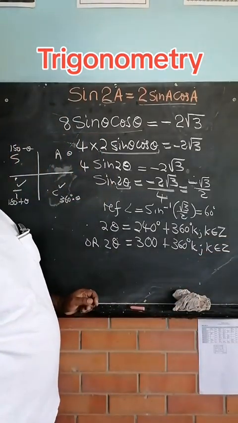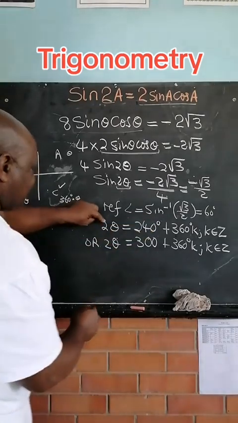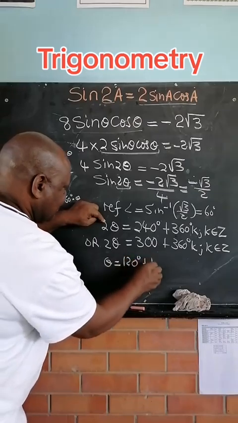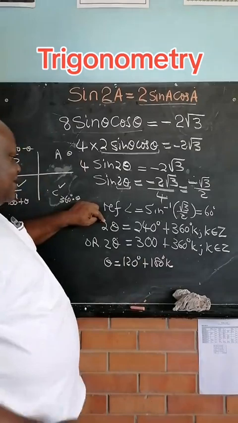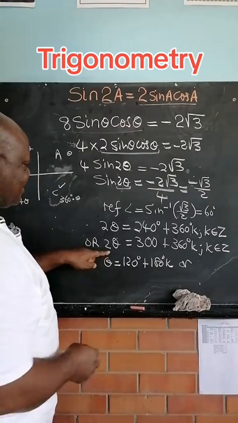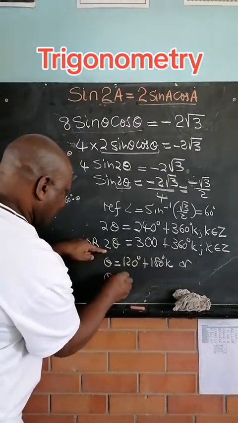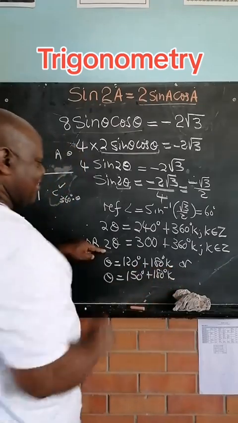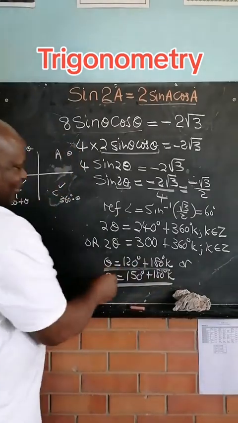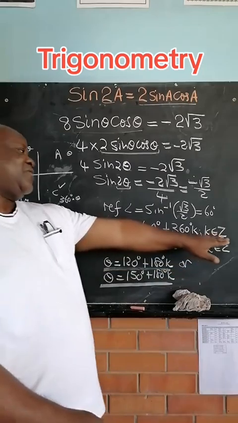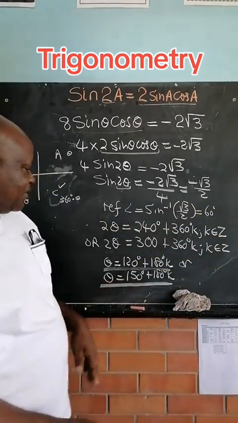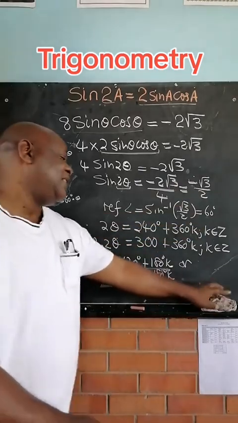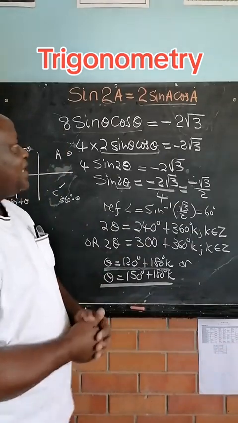Then what is left now is to divide throughout by 2 in both equations. In the first equation, I'm going to have theta is equal to 120 degrees plus 180 degrees k. Or in the second equation, dividing by 2, we'll get theta is equal to 150 degrees plus 180 degrees k. These are my 2 solutions, where k is an element of the integers, of course. But I've already introduced that because you don't have to do that every time. Once you introduce your k as being a member of the integers, you may not do it again. It's still fine. This is how we deal with the general solution of that type.